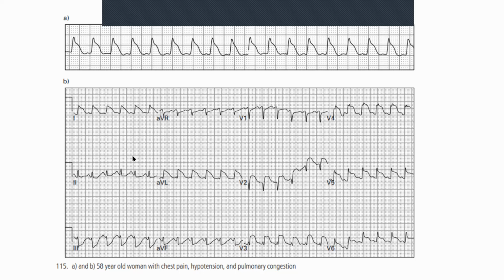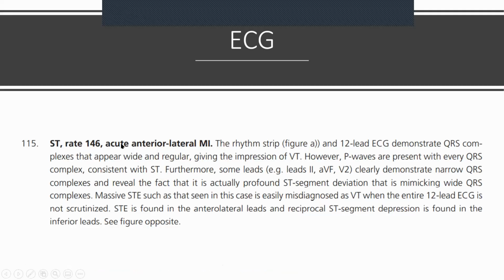These tombstone RS complexes are very difficult to differentiate from VTAC if you only look at a rhythm strip, for example. But once you start looking through the whole ECG and you start noticing that there are a lot of narrow complexes, that's the easiest way to make out that you're actually seeing tombstone or RS segment elevation, which is quite indicative of a severe myocardial infarction. In this case, we're going to say it's anterolateral. Let's see if we're correct on that. So yes, we've got a sinus tachycardia, the rate 146, we said 150, and an acute lateral MI.